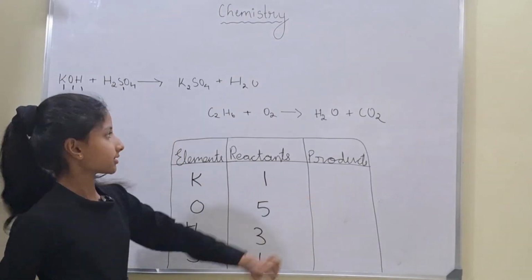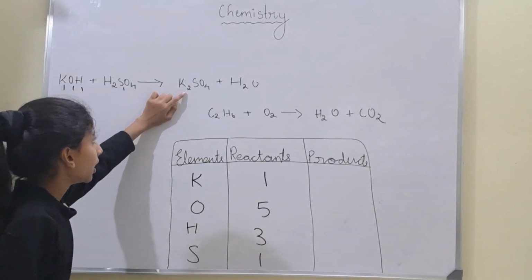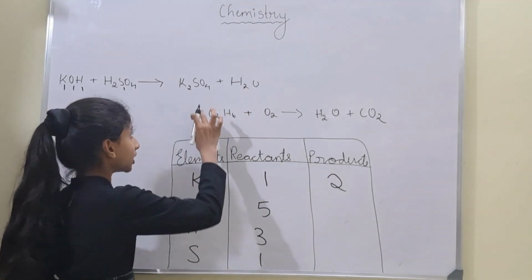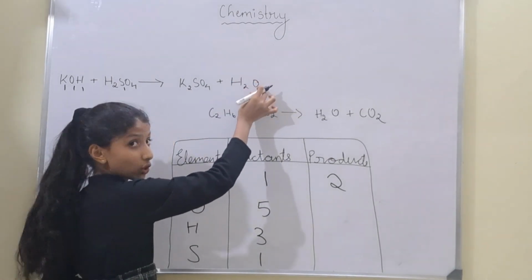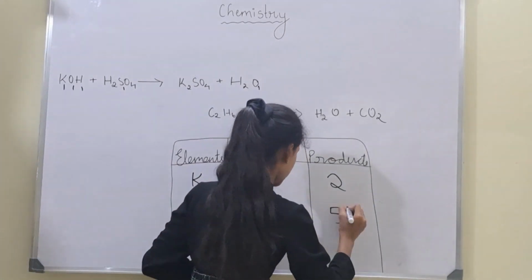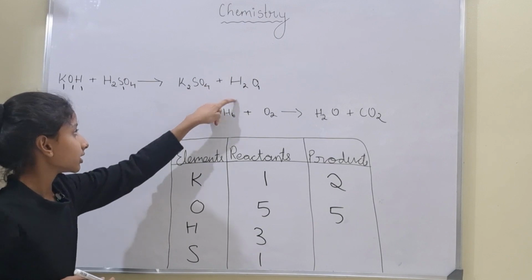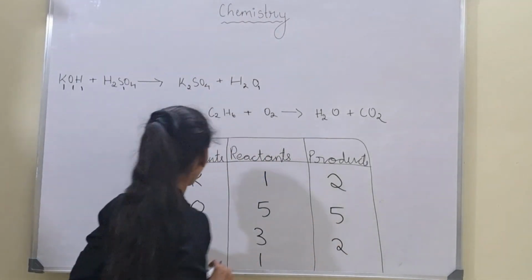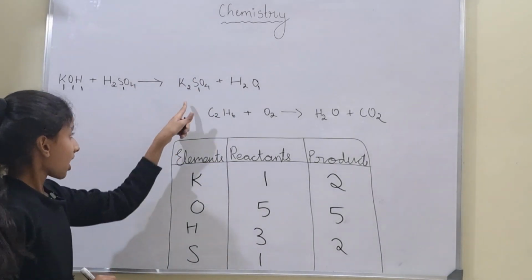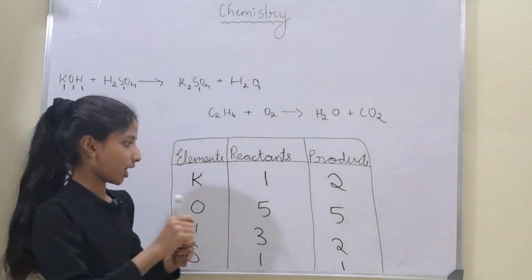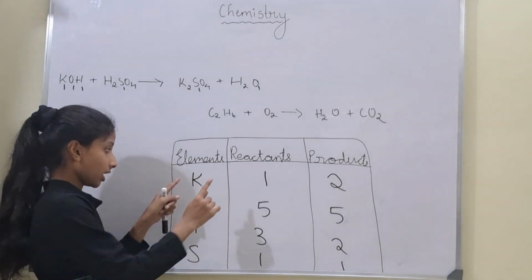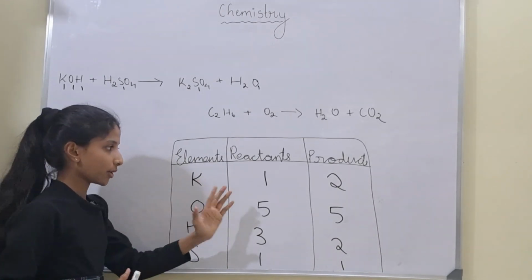Now, let's see for products. For potassium, we have 2. For oxygen, the number of atoms is 4. If there is no subscript, I'll keep it as 1. 4 plus 1 gives us 5. And for hydrogen, 2 atoms. And for sulfur, as there's no subscript, I consider it as 1. Now, in these, oxygen and sulfur are balanced. And only potassium and hydrogen are not balanced.